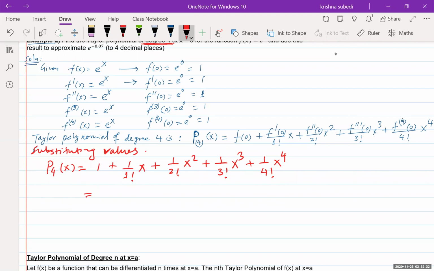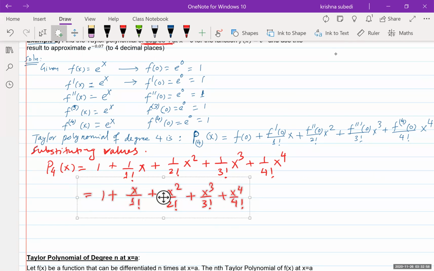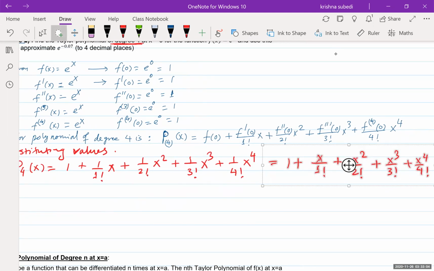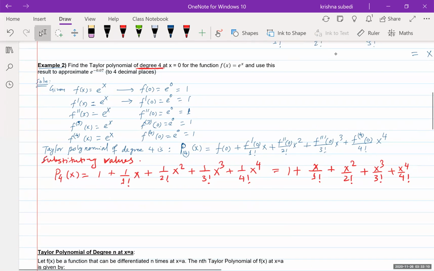That's it. If you think it looks a little ugly, you can write it this way: 1 plus x over factorial 1 plus x squared over factorial 2 plus x cubed over factorial 3 plus x to the power 4 over factorial 4. So the first part is done. Maybe I need more space here. Okay, there we go. So that's the 4th degree polynomial. Now are we done? No, not yet.